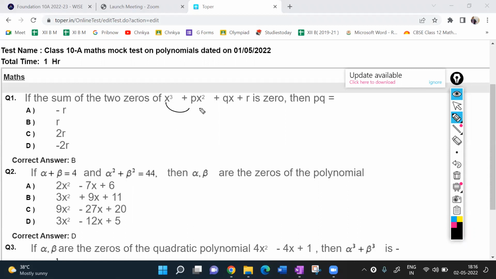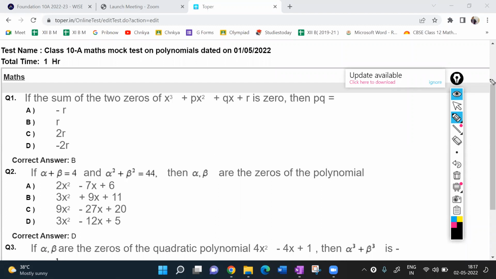Sum of the zeros is nothing but what, beta? Sum of the zeros is nothing but what? pq. What is pq? Minus b by a. What is pq here? Product of the roots, right? Yes, sir. Option B is correct. Okay.